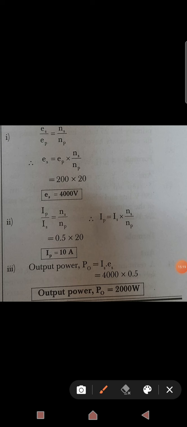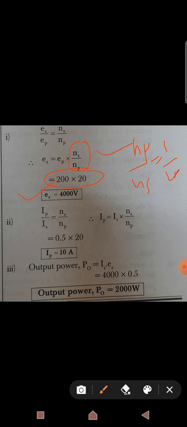Based on the given data, ES upon EP is equal to NS upon NP. So ES is equal to EP multiplied by NS upon NP. Here the ratio of primary to secondary is 1 upon 20, so if we take secondary to primary, it will naturally be 20. So 200 multiplied by 20 is nothing but 4000 volt. So the EMF developed is 4000 volt.